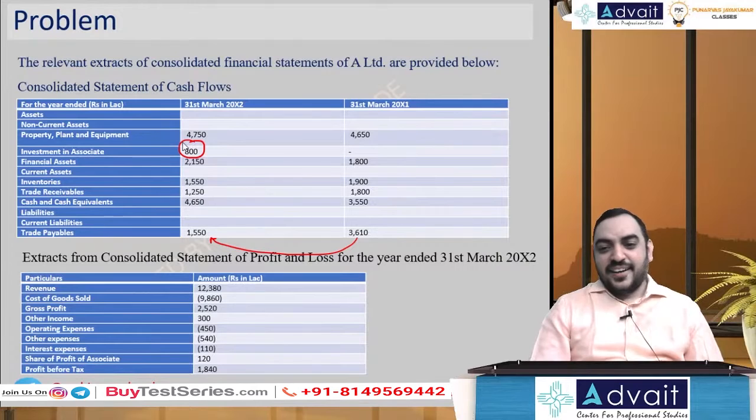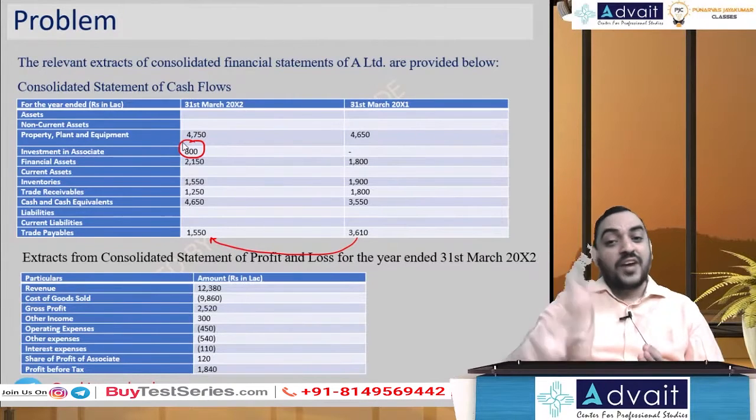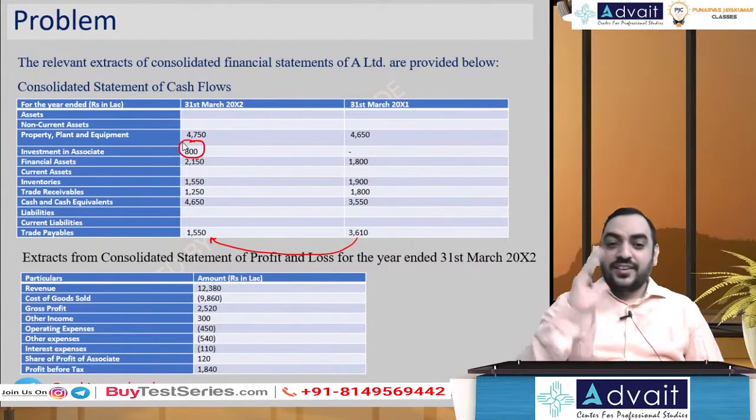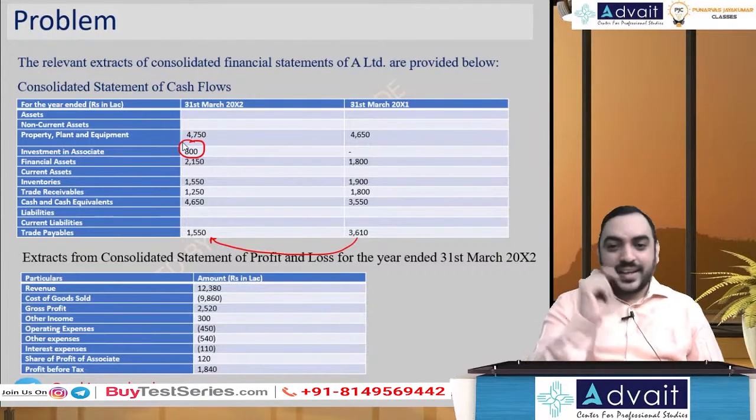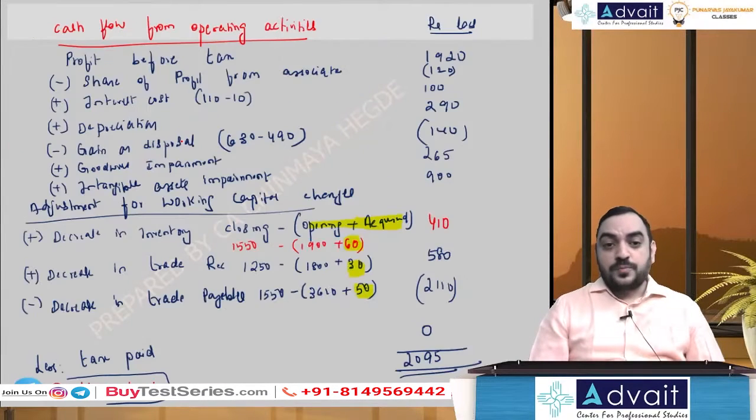Again, this requires understanding of consolidation. This requires understanding of Ind AS 28. This requires understanding of equity method of accounting. And that is why I told you to solve these problems, you need to have a background of consolidation. So these are next level of problems. But anyway, it's not 800 because 800 is the closing balance, right? Investment in associates. So I'll just show it to you.